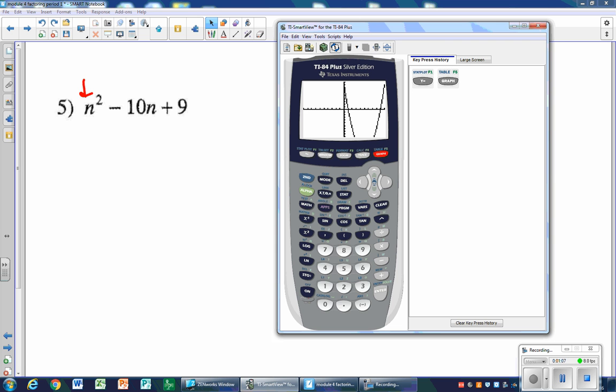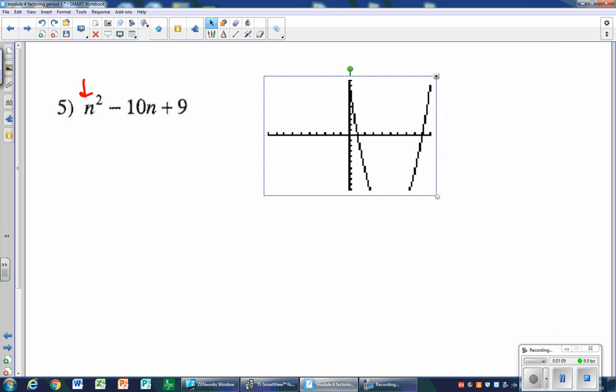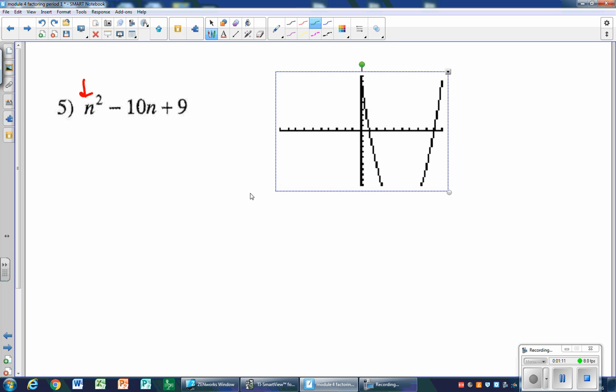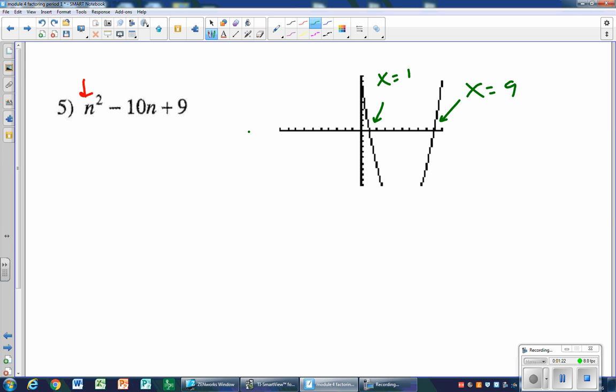So now I am going to estimate. That looks like x equaling 1. That looks like x equaling 9. Our goal is to find the zeros first. So that's on the x-axis, when y equals 0.